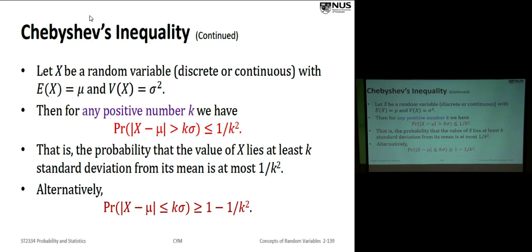So let me tell you what it is. So we take a random variable capital X. It can be discrete or continuous. And I'm assuming that I know the mean and variance, and that they exist.